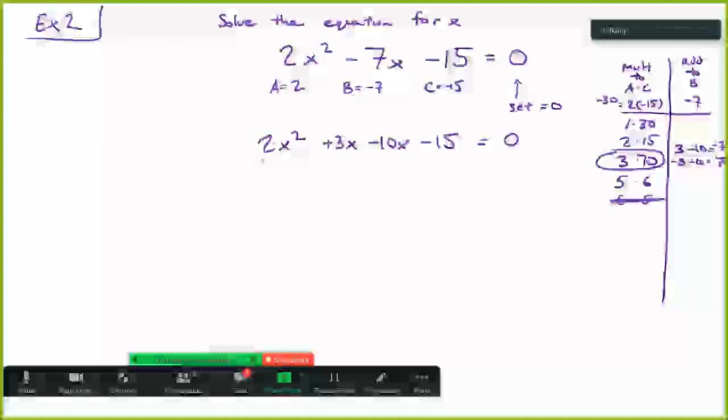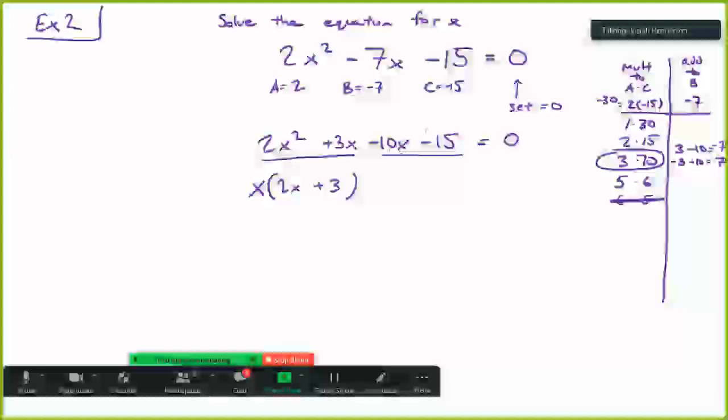And now group the first two and the second two and factor separately. The first two, I can't pull out a 2 from each term, nor can I pull out a 3 from each term. I can only pull out a single x. So that's what we'll do. And if I divided those each by x, we're left with 2x plus 3. Now on the right side, -10x minus 15. This time I can pull out negative from each one. That's good. And I can divide out 5.